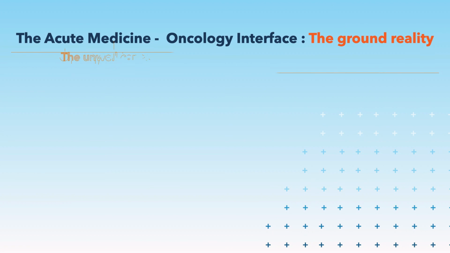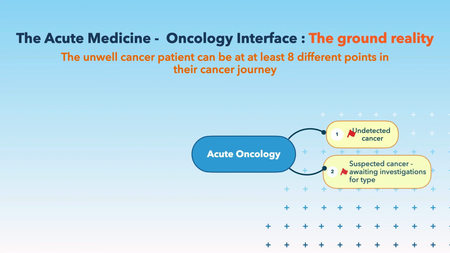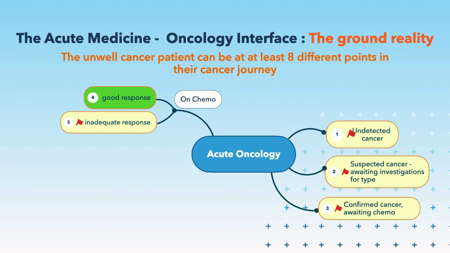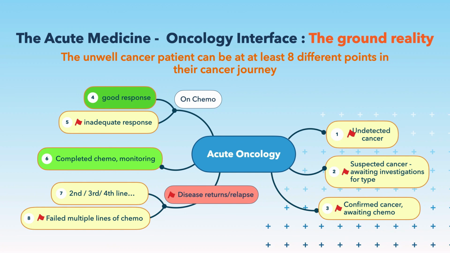The unwell cancer patient can be at least 8 different points in their cancer journey. Undetected cancer, under investigations for a potential cancer diagnosis, recently diagnosed with cancer and awaiting chemotherapy, on chemo responding well, or they can be on chemo with an inadequate response, completed chemo on monitoring, relapsed and on 2nd, 3rd, 4th or 5th line of chemotherapy with a good response, or may not be responding, an alternate line of treatment required.